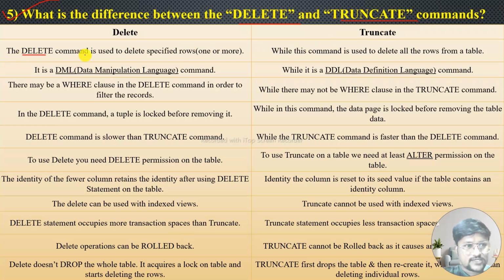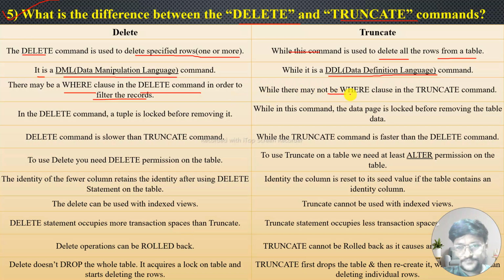The DELETE command is used to delete a specific row or one or more rows, while the TRUNCATE command is used to delete all the rows from the table. DELETE is a DML command, that is Data Manipulation Language, while TRUNCATE is Data Definition Language. In DELETE there may be a WHERE clause in order to filter the records, while in TRUNCATE there may not be a WHERE clause.